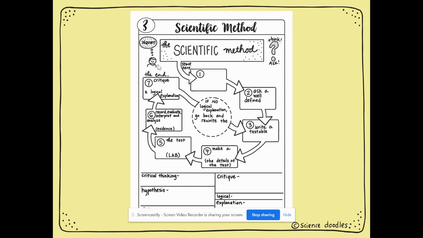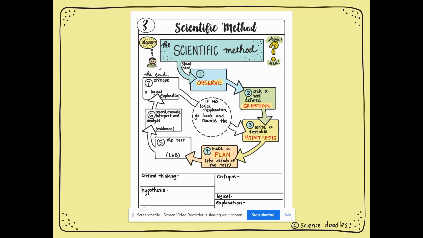So remember, we always start the scientific method with thinking about something, asking a question. So that leads us to observing. So please write observe in the first box. Next, you need to ask a well-defined, and what do we always put there? Question. That question is going to lead us to number 3, to write a testable hypothesis.